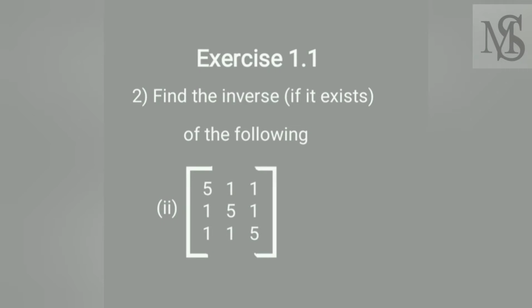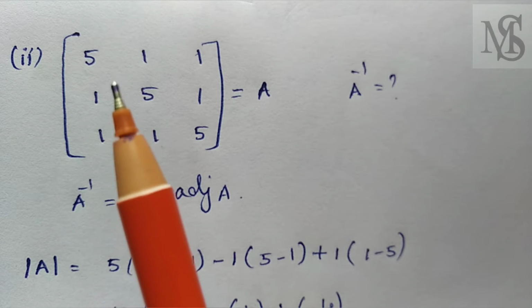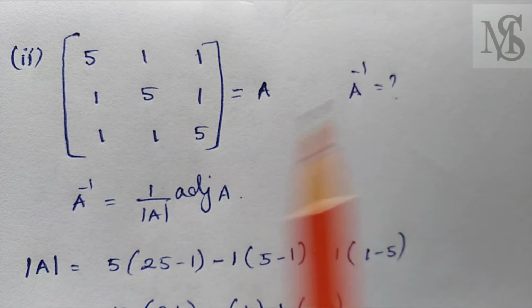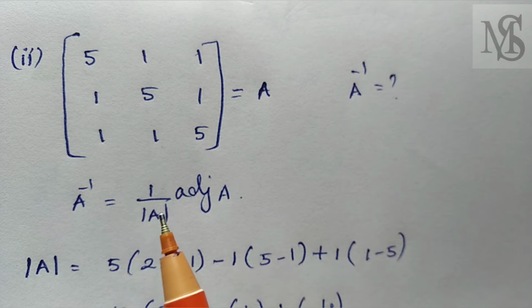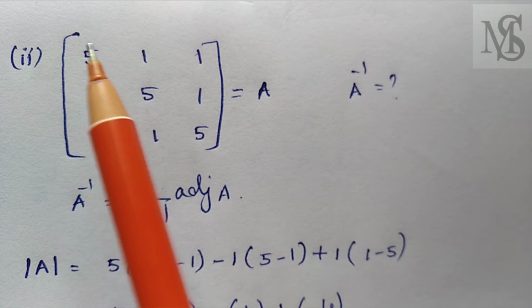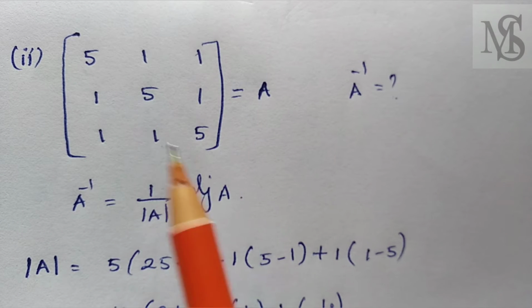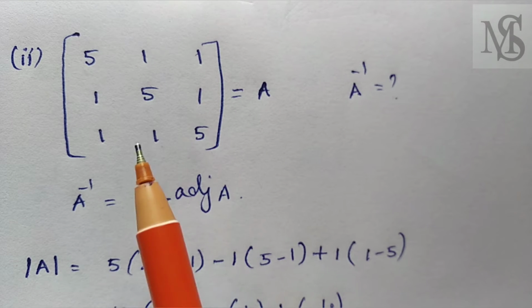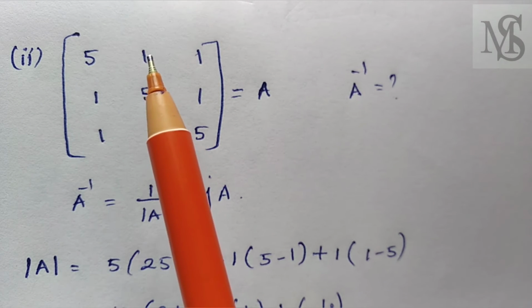Second subdivision: 5, 1, 1, 1, 5, 1, 1, 1 and 5. Solution. In the question they have given a matrix, we can take it as A. We have to find A inverse. A inverse is equal to 1 by modulus A into adjoint A. In this, first we have to find modulus A. Modulus A is equal to 5 into, without considering the values which are in the first column and the first row, the remaining values have to be cross multiplied and subtracted. 5 into 5 is 25, minus 1 into 1 is 1, minus 1.